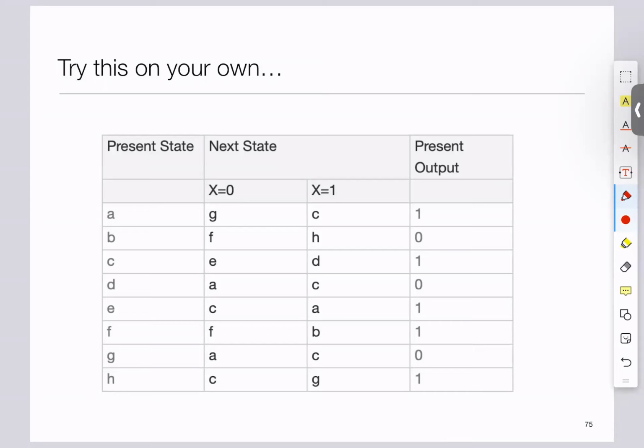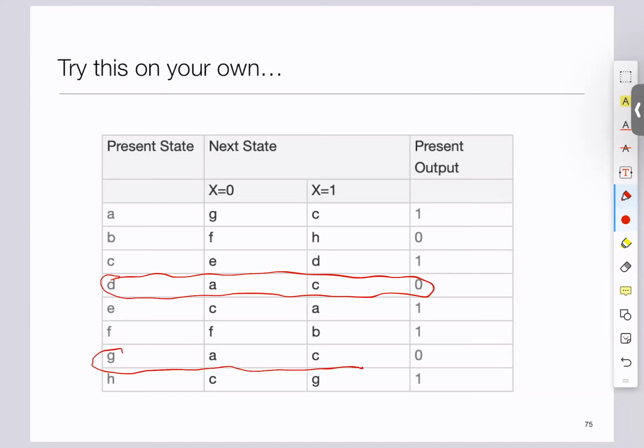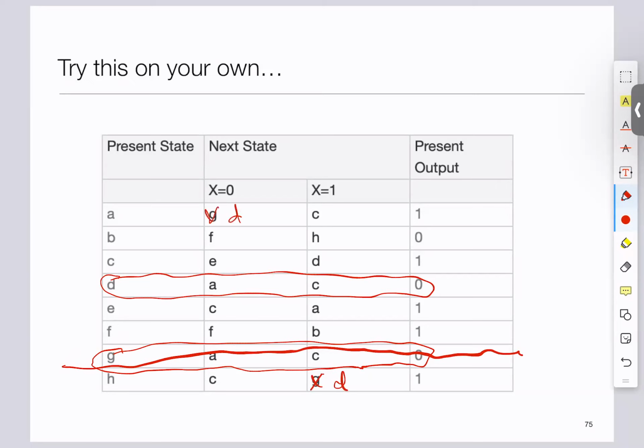Anyone? So let's look at the obvious ones: states which have the same output and the same next states. D and G, excellent, right? So here, if you look at D and G, I can scratch G away, and wherever there is G, I'm going to replace it with D.